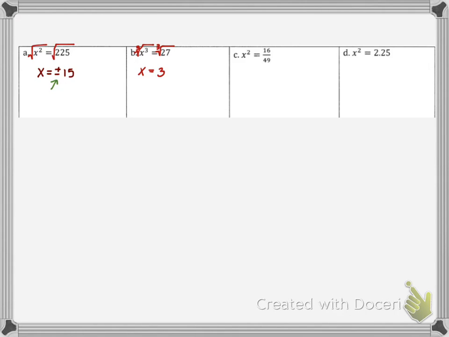And here, in order to find out what x is in letter C, we would take the square root of both sides of the equation. And so if x squared is 16/49, then x is equal to the square root of 16 over the square root of 49. Now again, that is a squared value. So if we're trying to be very careful, we want to make sure that we know our answer could be plus or minus 4/7.